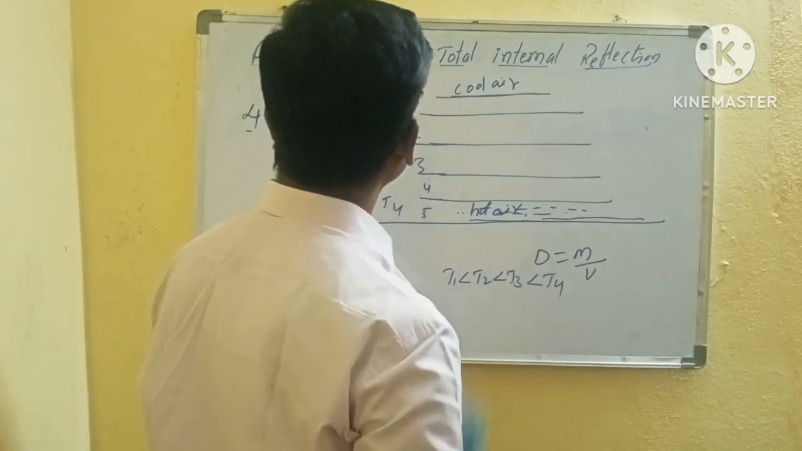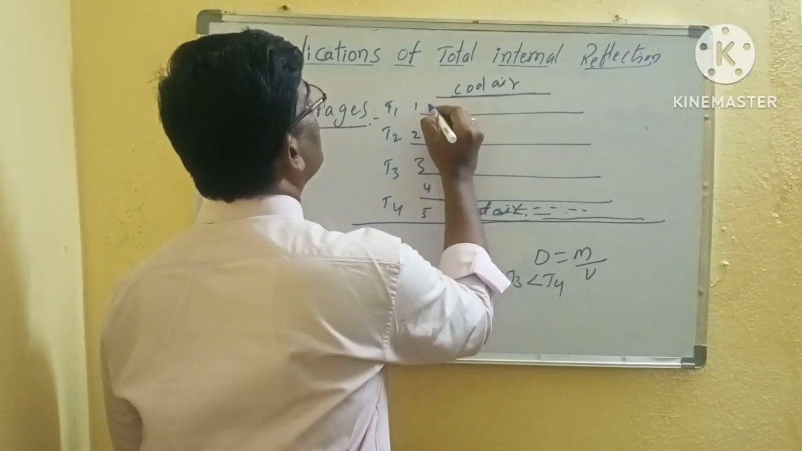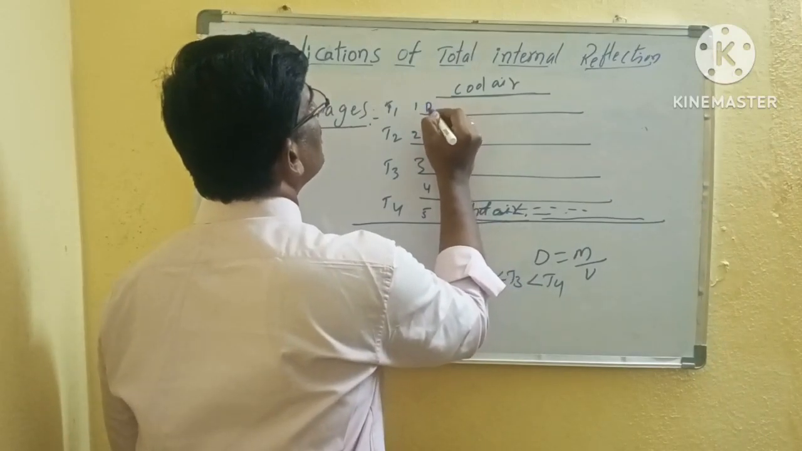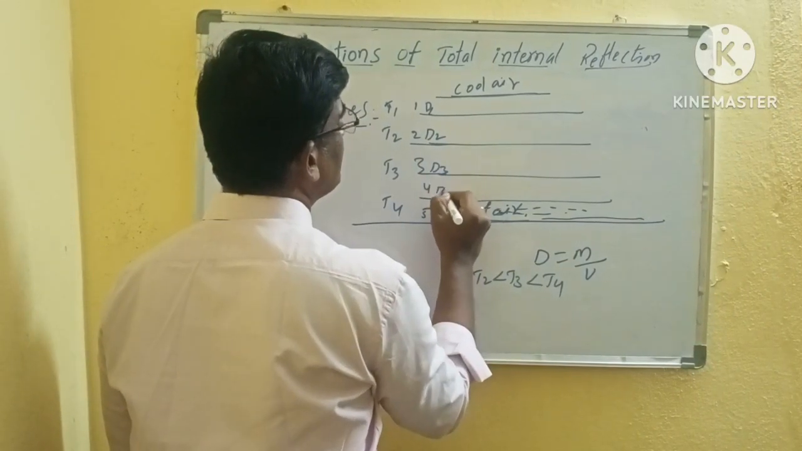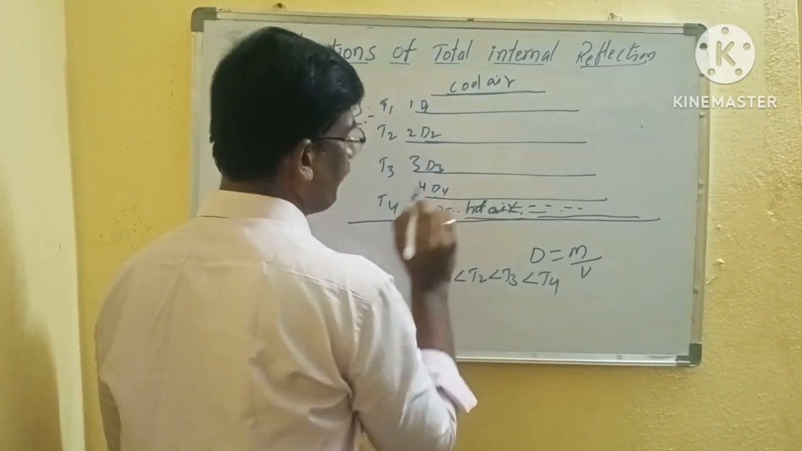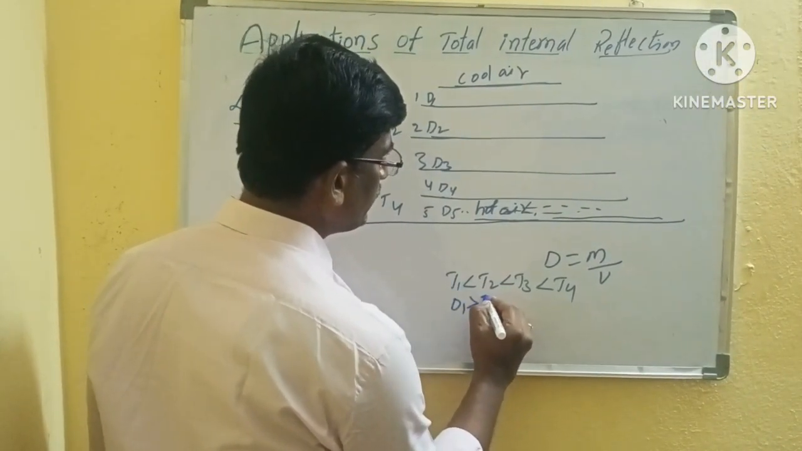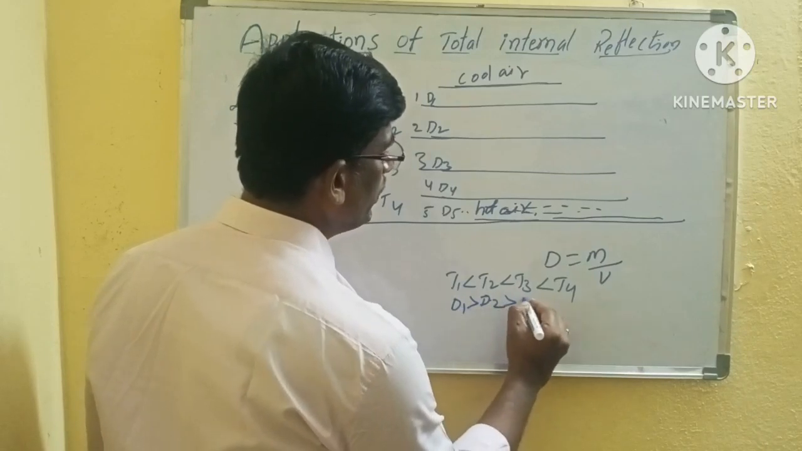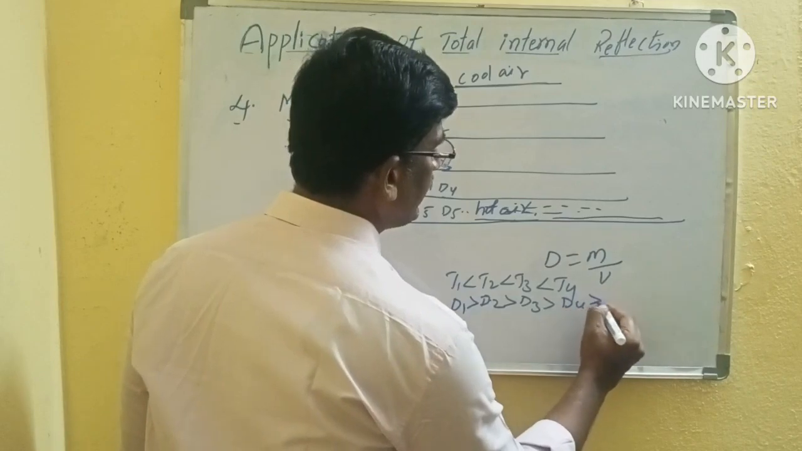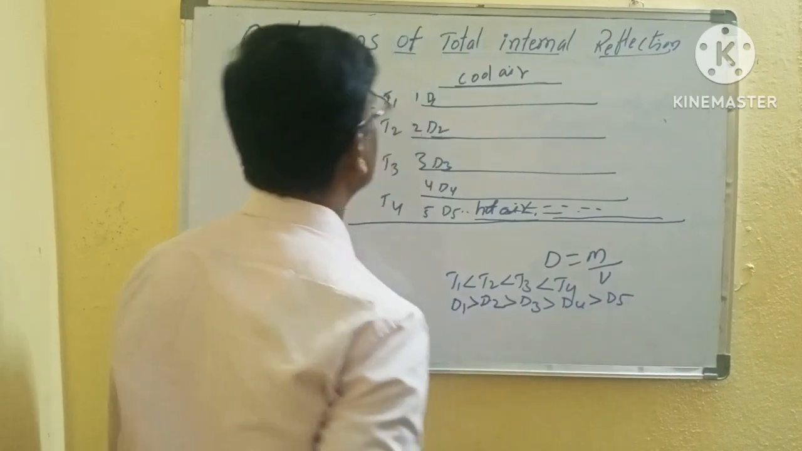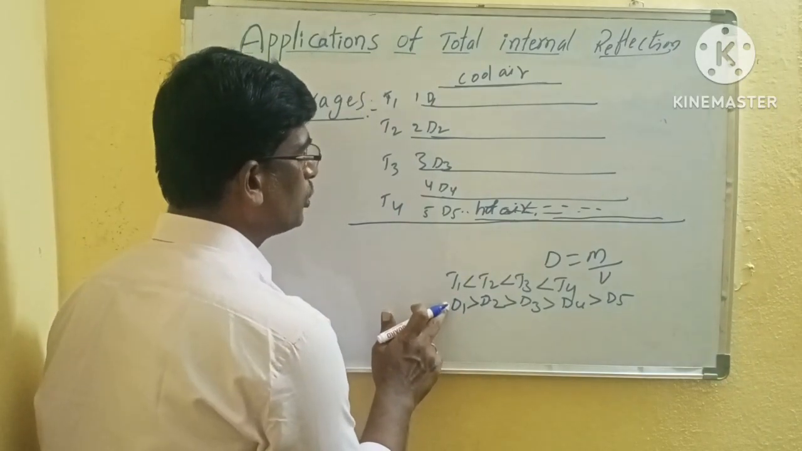But here, the refractive index for this one, first of all you have to take the density. Density for this one you have to consider D1, D2, D3, D4, D5. So here density is more: D1 is greater than D2, D3 greater than D4, greater than D5. Automatically, refractive index is directly proportional to density.